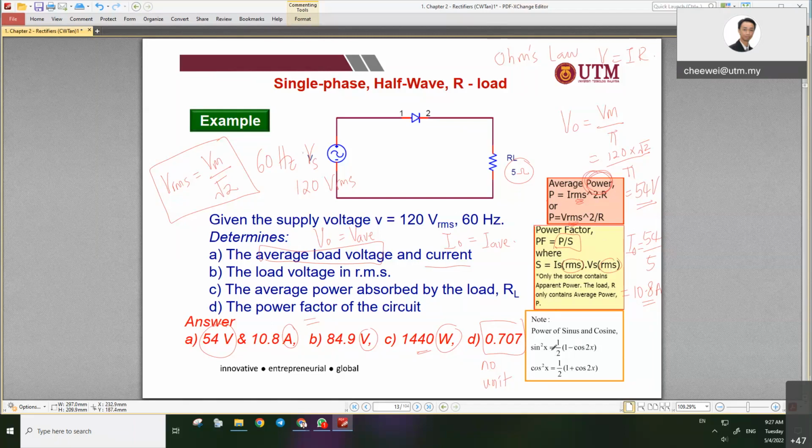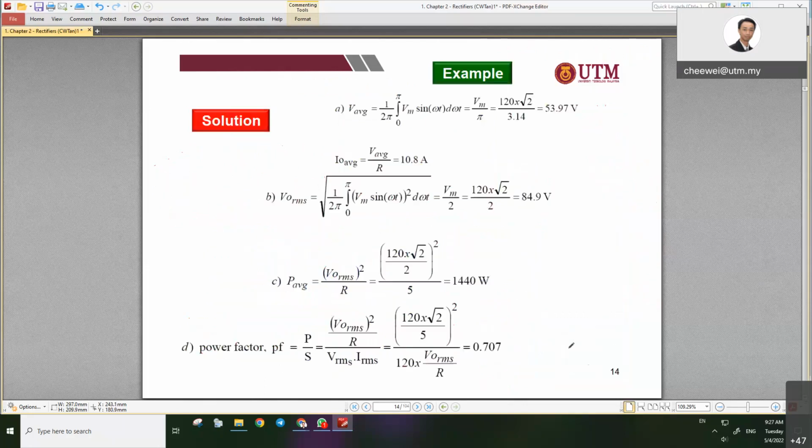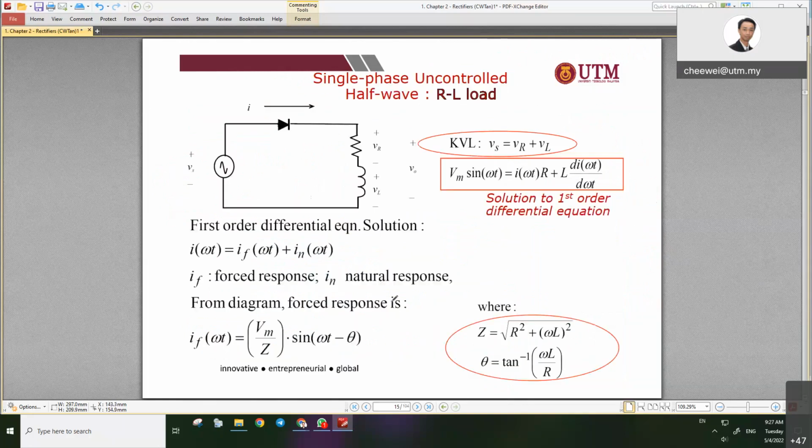Another note at the bottom here, right? The power of sine and cosine. During the test or final, maybe you can memorize it a bit, because sometimes it is given as a hint, sometimes it's not given. So if you don't remember during the derivation, you will be stuck there. How to convert sine power to x? Hopefully it's given. I'm not sure, the question is not made yet. I got the solution here. You can read it later.